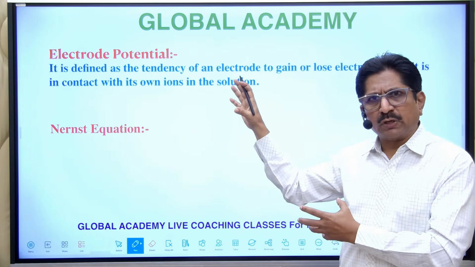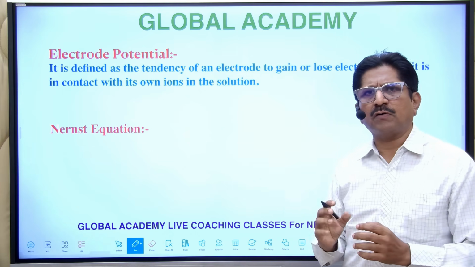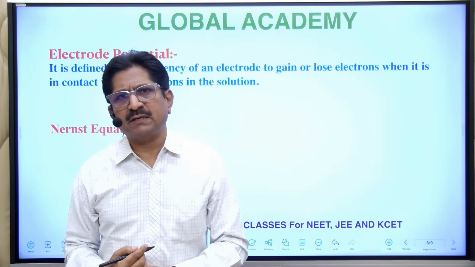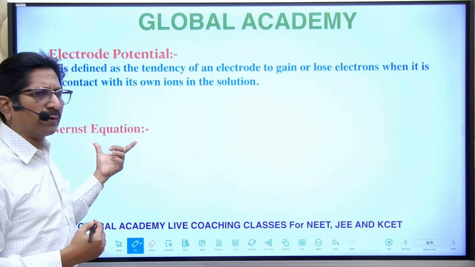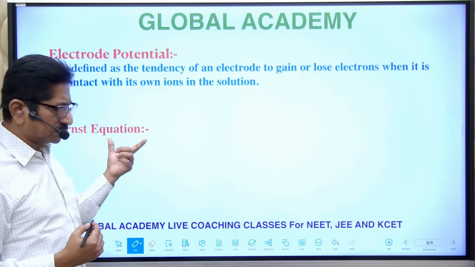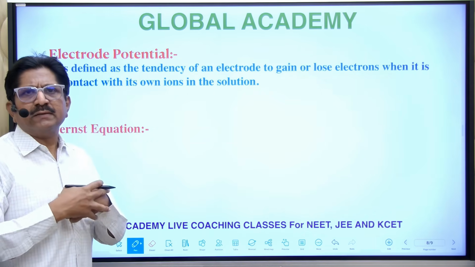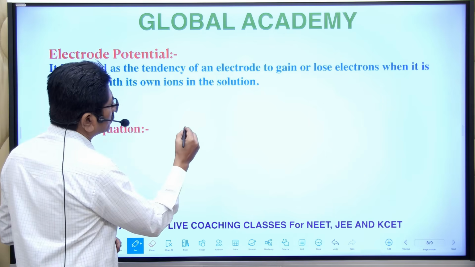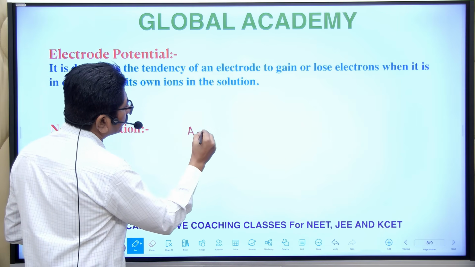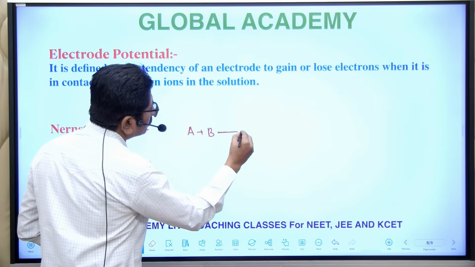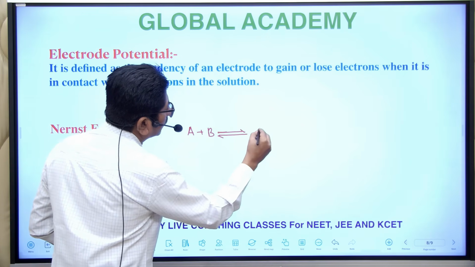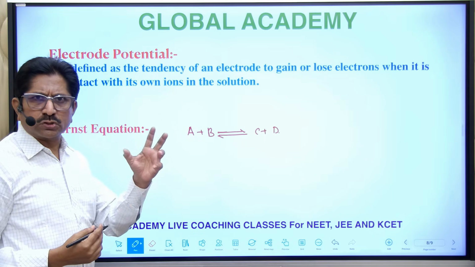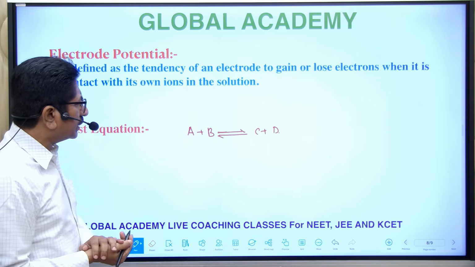Now, how to calculate the electrode potential of a single electrode? The electrode potential of a single electrode can be determined by using the Nernst equation. Now, let's see what the Nernst equation is. Take a general reaction: A plus B gives C plus D. This is the general electrode reaction.